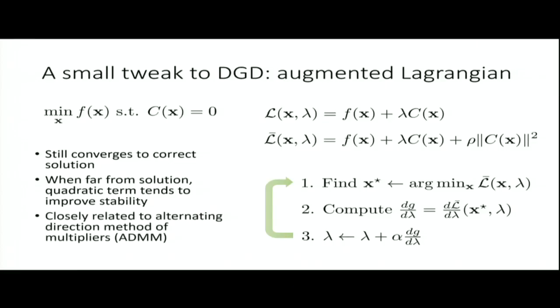And for those of you that have heard of something called alternating direction method of multipliers, or ADMM, as a side note, this is what you start with in order to get ADMM. ADMM is just a version of this where you have a particular form of x and f.